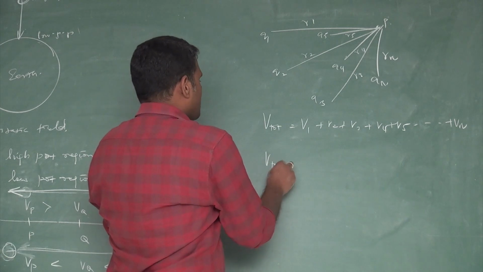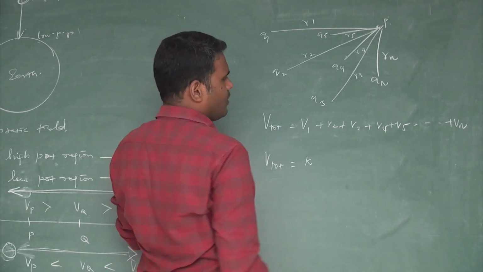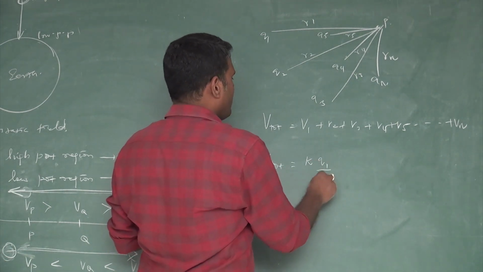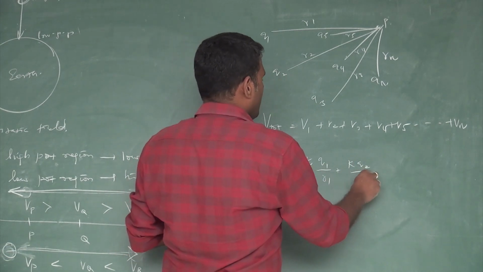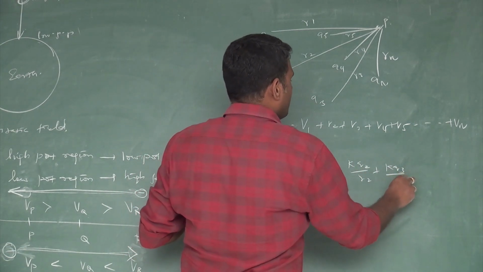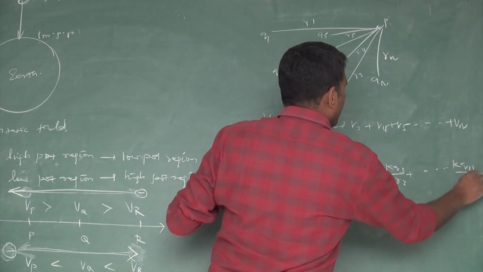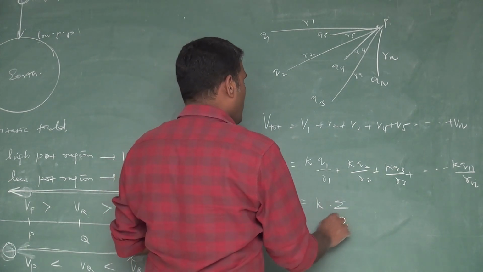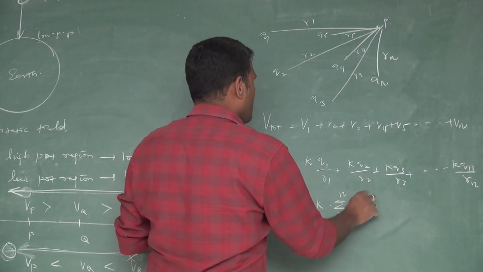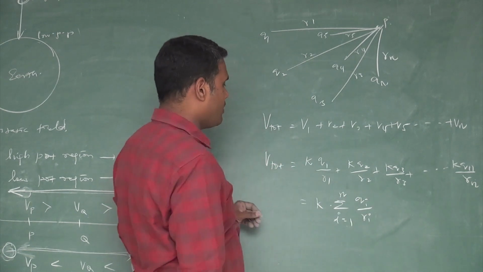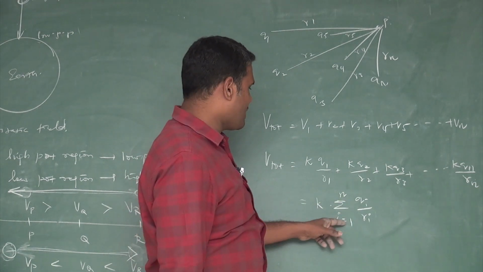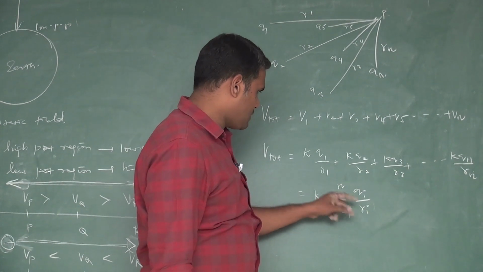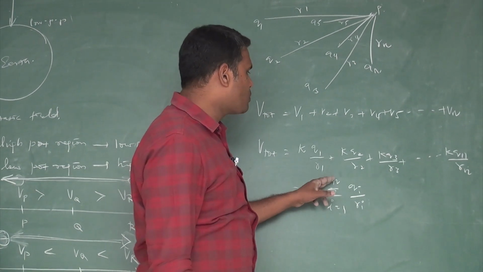So the expression goes like this: V total equals K, which is the constant 1 by 4 pi epsilon naught. So K Q1 by R1 plus K Q2 by R2 plus K Q3 by R3 up to K Qn divided by Rn, and this is equal to, K is taken out, the sum over i equals 1 to n of Qi divided by Ri. I have taken a summation where i runs from 1 to n. i must be substituted as 1, so Q1 by R1 plus Q2 by R2 plus Q3 by R3 up to Qn by Rn.